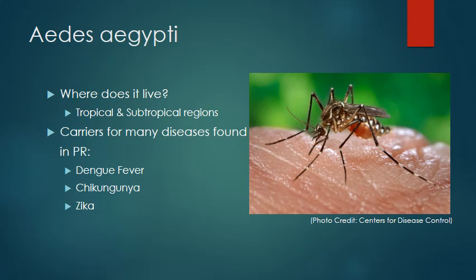As you can see from the photo, this type of mosquito is dark in color and has white markings on its body and legs. These mosquitoes do not travel very far during their lifetime, perhaps 400 meters more or less, and can live up to 3 weeks. Since they are commonly found in tropical and subtropical areas, they are extremely common in Puerto Rico. These mosquitoes are common carriers for viruses like dengue, chikungunya, Zika, and yellow fever.